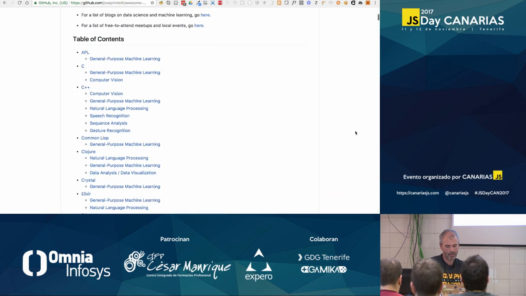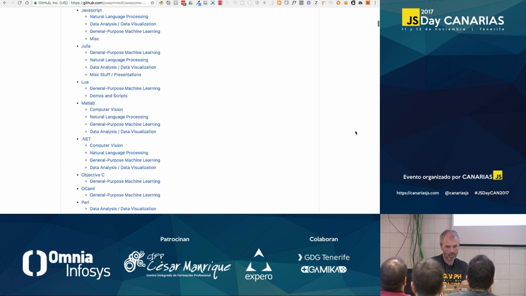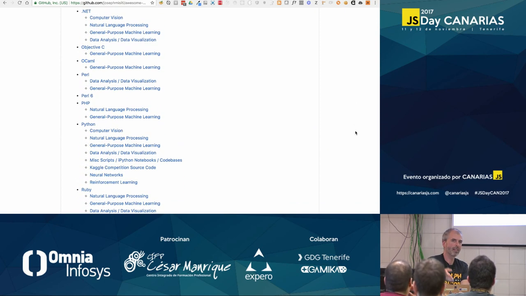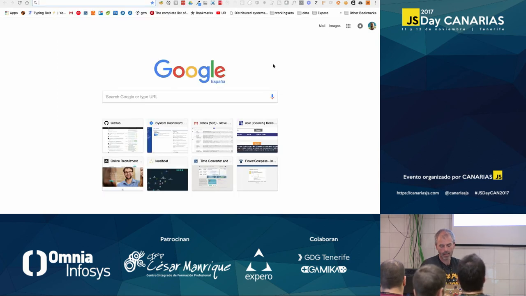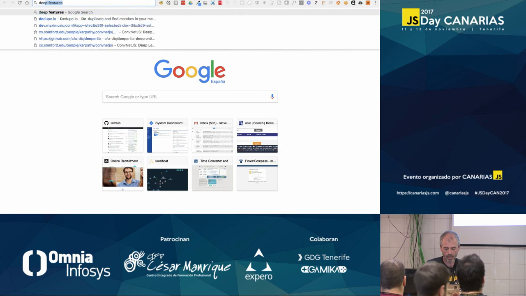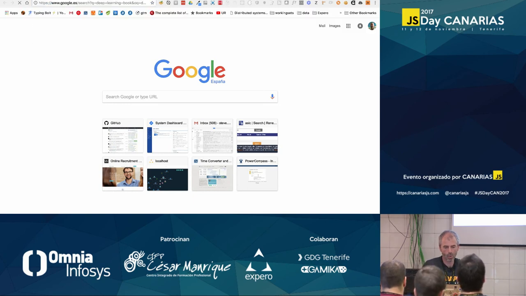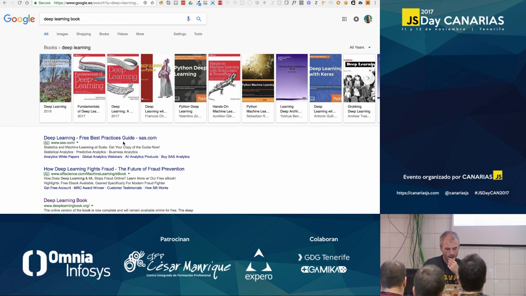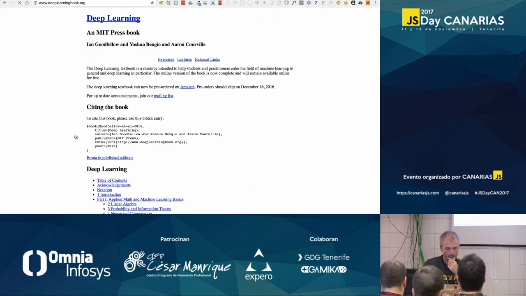Because I haven't read many books recently, but this, I've all gone off the stuff on the web. Not sure how many current books there are. This stuff's changing so fast as well. There's one, the deep learning book.